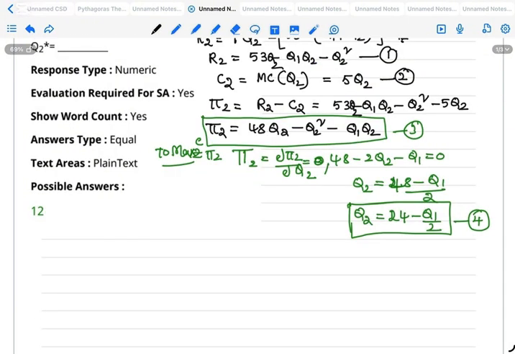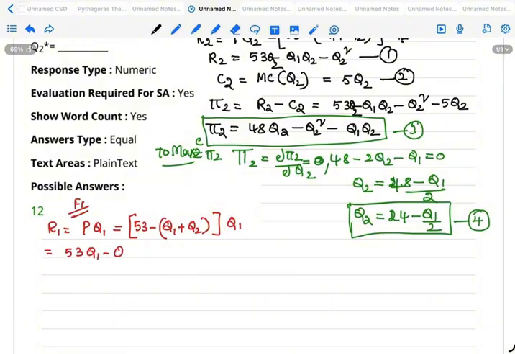Calculate for firm 1. So revenue R1 equals P times Q1, where P equals 53 minus Q1 plus Q2, times Q1. So that equals 53 Q1 minus Q1 square, in a similar manner to what we did in Cournot computation, minus Q2 Q1.